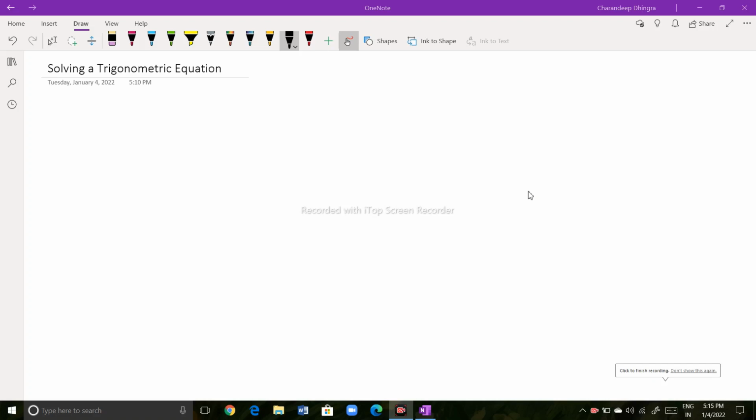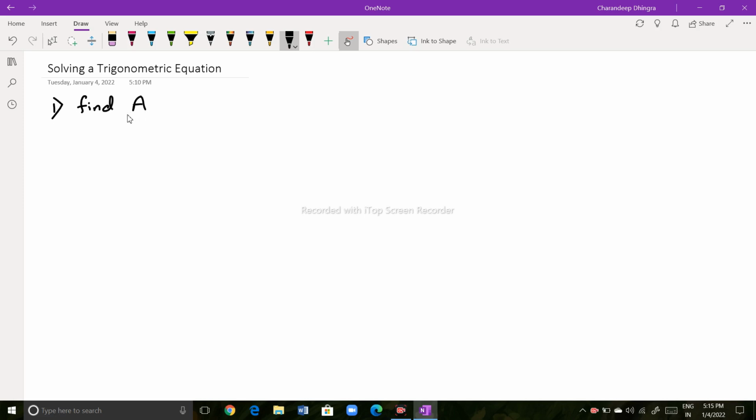Let's start off with solving a trigonometric equation. So, what does solving a trigonometric equation mean? It means to find the value of the unknown angle that satisfies the given equation. So, let's start off with the first question today. We'll use all the concepts which we have learned till now in trigonometry.